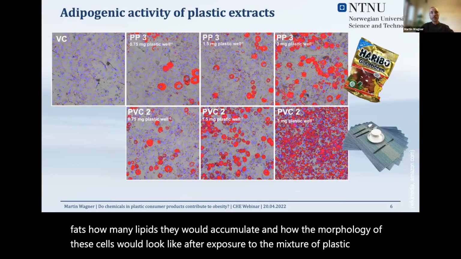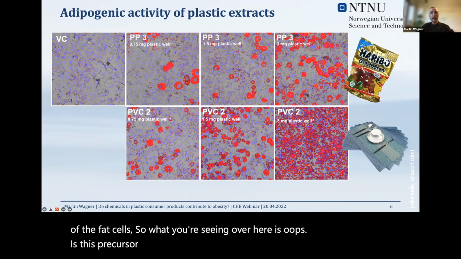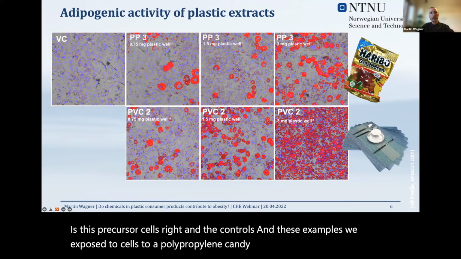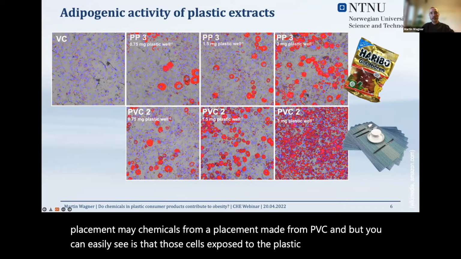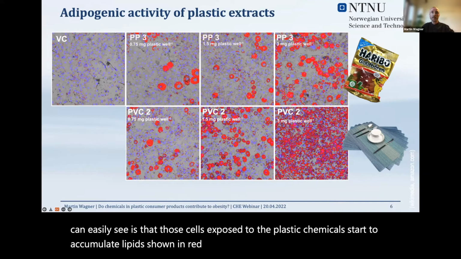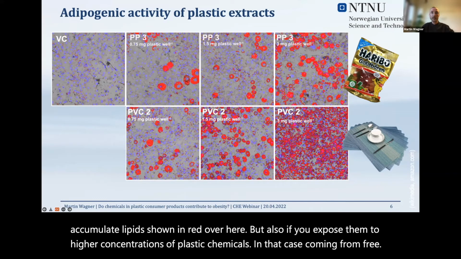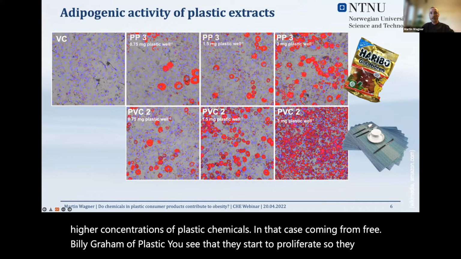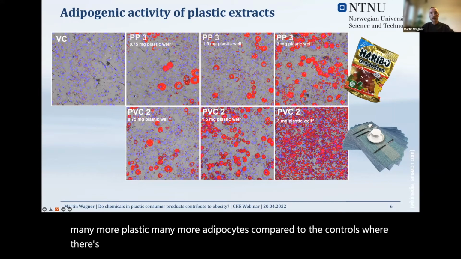And to dive right in, I'm showing you microscopic images of the fat cells. What you're seeing over here is these precursor cells in the controls. And in these examples, we exposed the cells to a polypropylene candy packaging over here and chemicals from a placemat made from PVC. You can easily see that those cells exposed to the plastic chemicals start to accumulate lipids, shown in red over here. But also if you expose them to higher concentrations of plastic chemicals, in that case coming from 3 milligrams of plastic, you see that they start to proliferate. So they form many more adipocytes compared to the controls, where there's hardly any differentiation.